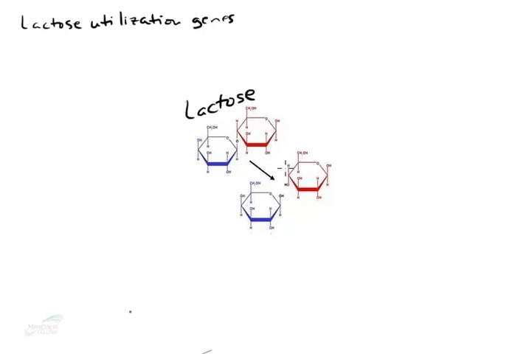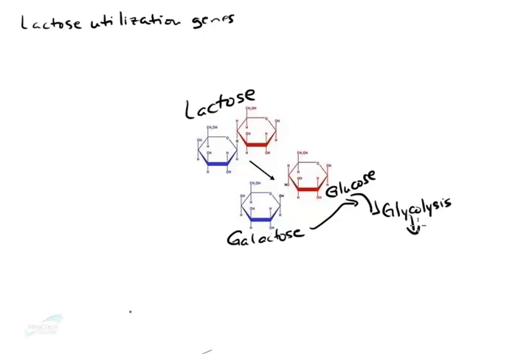But before the cell can do that, it actually has to split this disaccharide into its monosaccharide components, so into galactose and glucose monosaccharides, which can both be fed into glycolysis, right? And we know what the cell gets out of glycolysis. The cell gets lots of energy in the form of ATP, right?